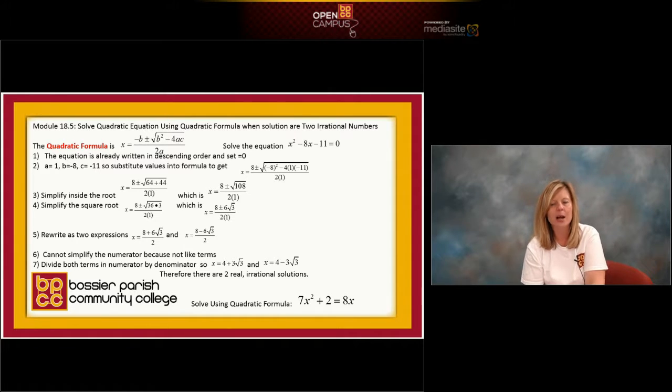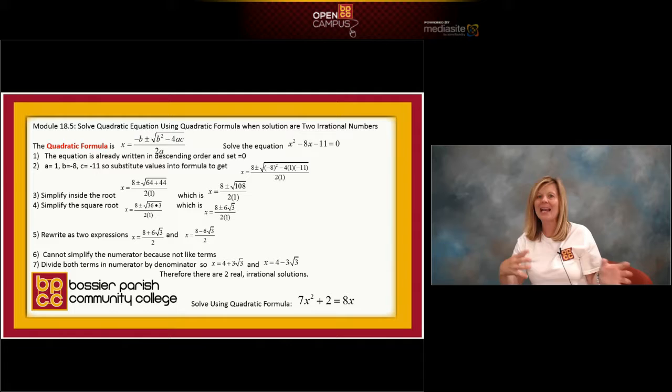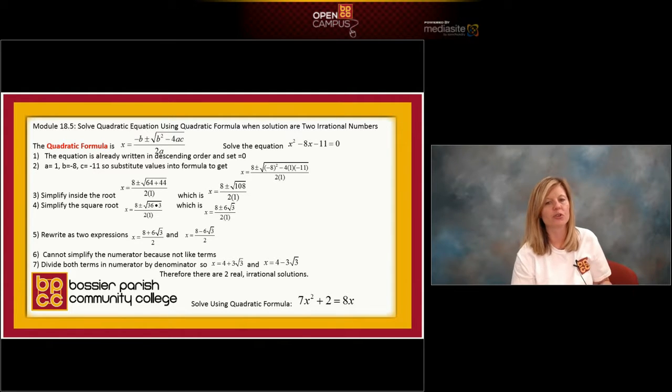Now we have to break it up into two expressions. You can't add and subtract at the same time. So really what we have here are two solutions. We have x equals 8 plus 6 square roots of 3, over 2. x equals 8 minus 6 square roots of 3, over 2. Once we break this quadratic formula up into two parts, now all we have to do is put together what's in the numerator and then divide.